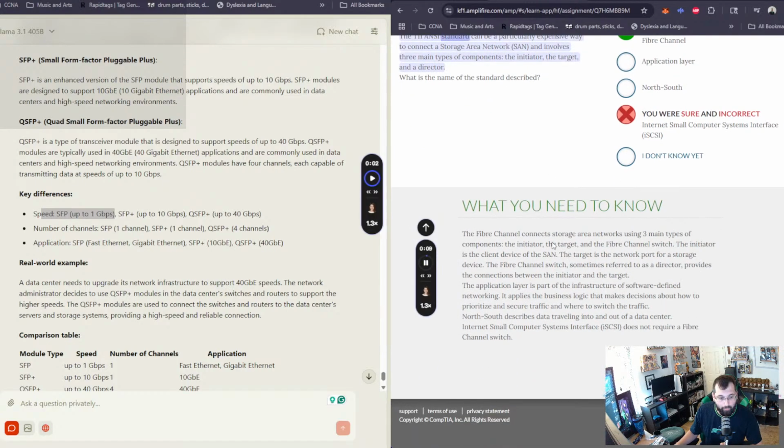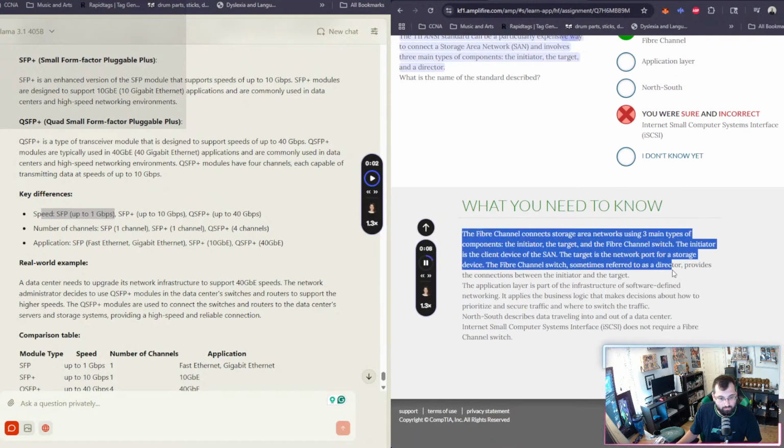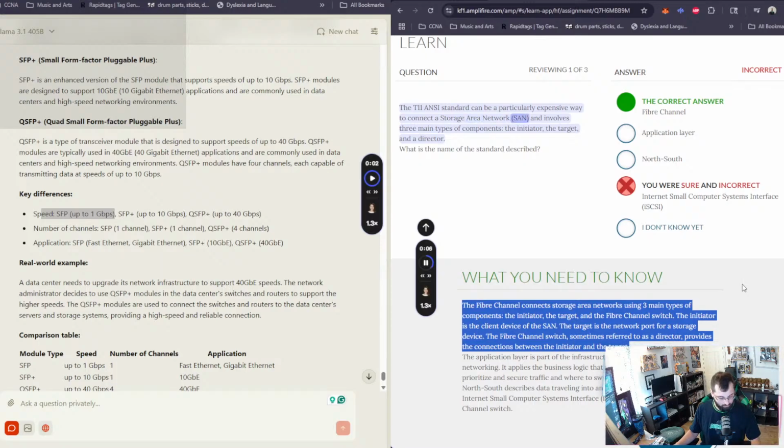The T11 ANSI standard can be a particularly expensive way to connect a storage area network, SAN, and involves 3 main types of components: the initiator, the target, and a director. What is the name of the standard described?